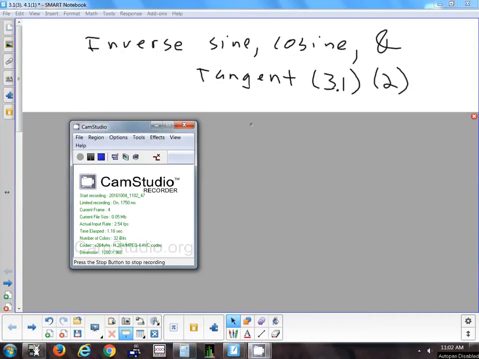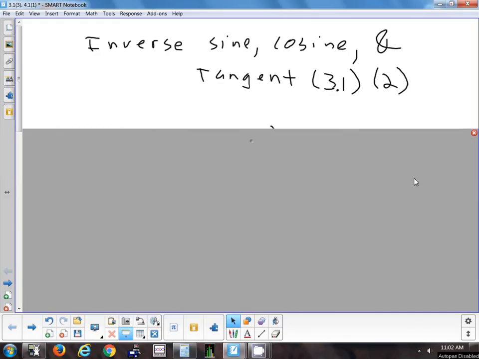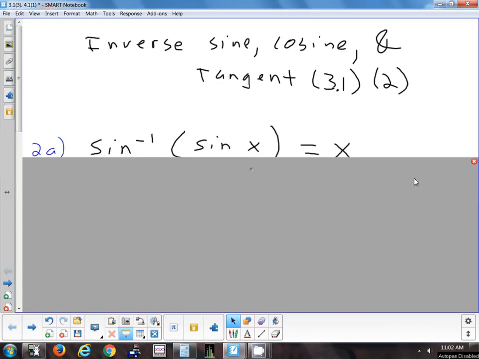Okay, so today we'll finish up section 3.1 and we'll start 4.1. All right, so first thing I'm going to start off with is some different formulas.